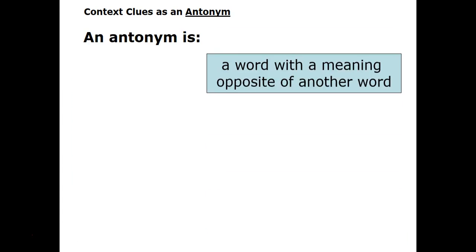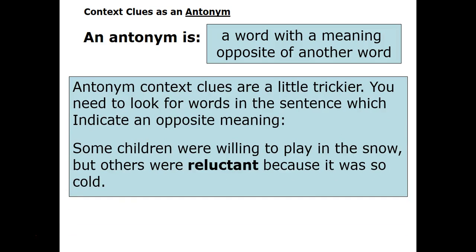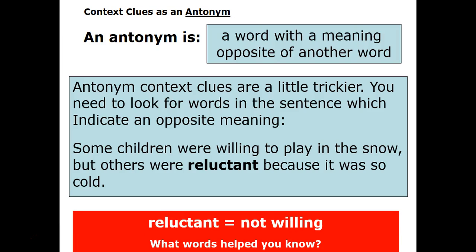An antonym is a word that has the opposite meaning. Like an antonym for cold is hot. Antonym context clues are a little bit trickier. You need to look for words in the sentence which indicate that it means the opposite. So here's an example. Some children were willing to play in the snow, but others were reluctant because it was so cold. Reluctant equals not willing. So what words helped you know that? Some and but others, those are giving you a clue that the opposite is going to be talked about later.